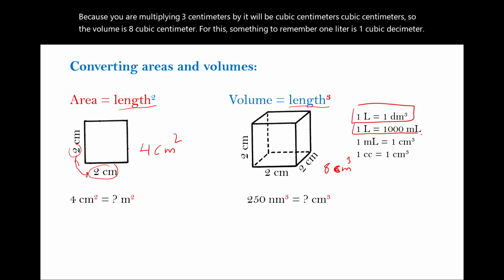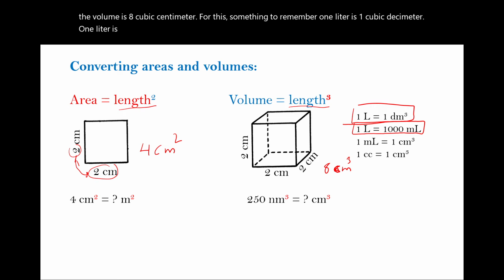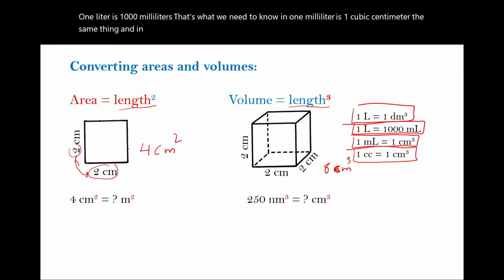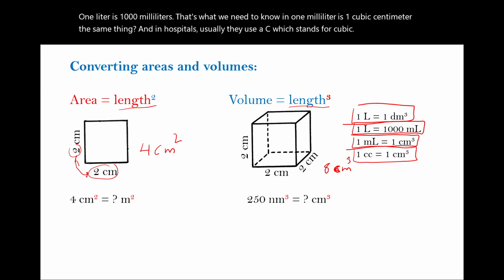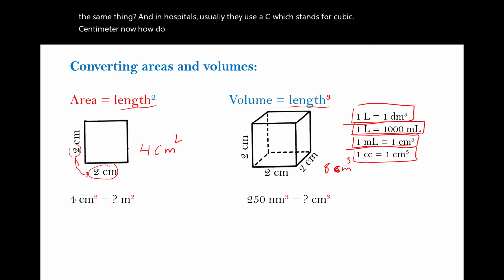1 liter is 1,000 milliliters. That's what we need to know. And 1 milliliter is 1 cubic centimeter, the same thing. And in hospitals, usually they use cc, which stands for cubic centimeter. Now, how do we convert centimeter square to meter square?